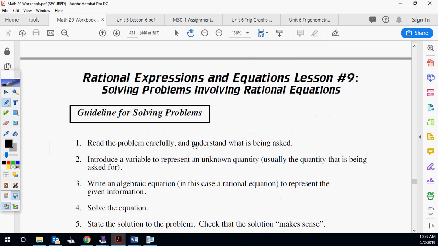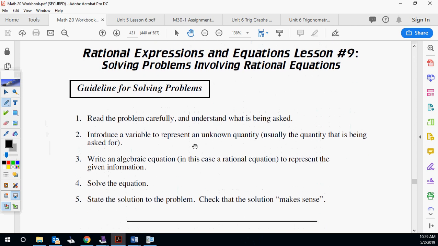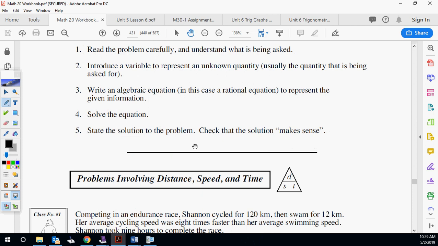All right, Unit 5, Lesson 9, the application section. So again, the guidelines one more time. Read the problem carefully as being asked. Introduce a variable that represents what you're trying to find. Write the algebraic equation. Remember, expect it to be a rational equation, so fractional. And then solve it, and then make sure that your solution makes sense.